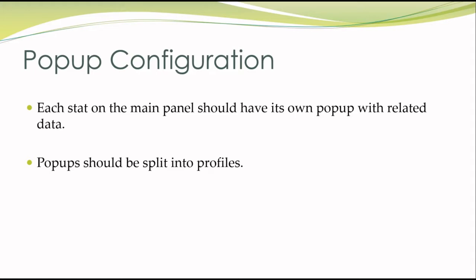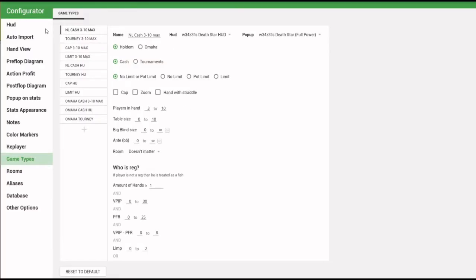So what we have to do is split our pop-ups into different profiles. So that's exactly what I've done. I'll show you how it works. This is one of the options menus in Hand2Note. So we have the full pop-up profile, which I refer to as the Death Star HUD. But then I have other profiles as well.